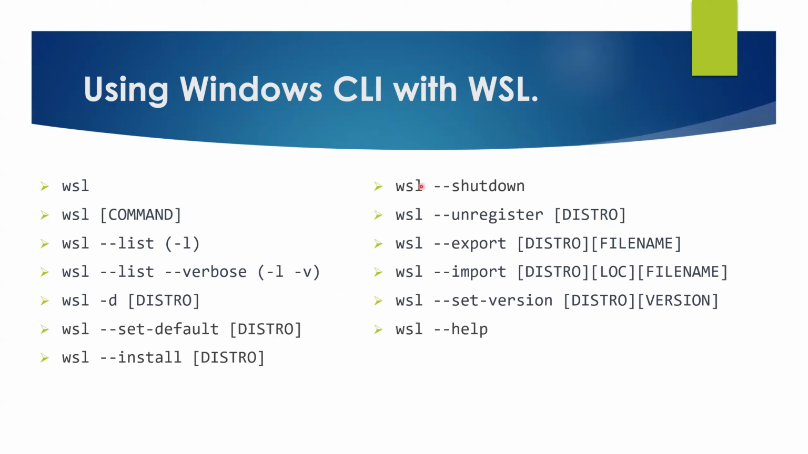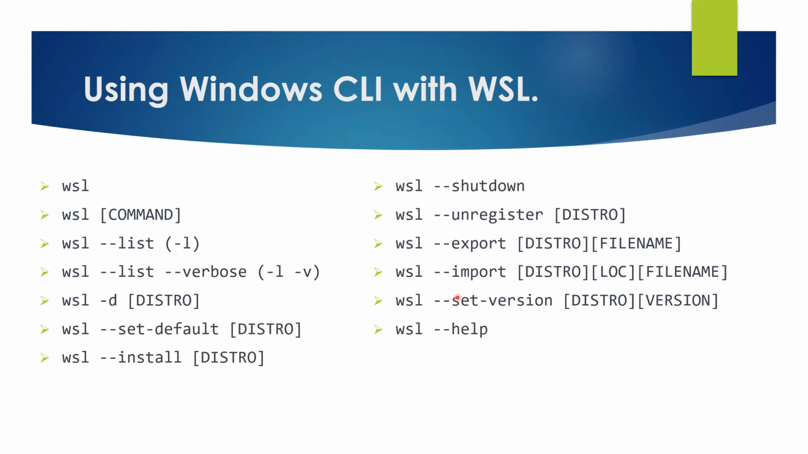Shutdown shuts down all the currently running distros. Unregister will remove a distribution from WSL. It's no longer one you've installed. It will basically uninstall it. Export creates a tarball in order to save a backup of your distro, and import obviously restores your distro from a backup.